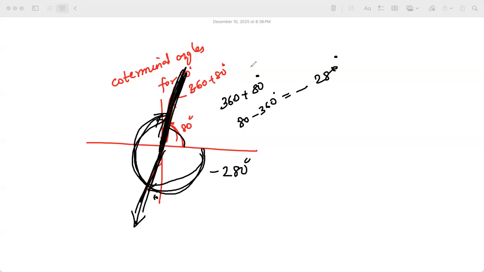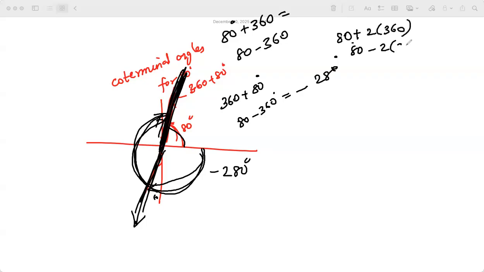The best way algebraically, if you want to compute: given 80, I will add 360 to get one, subtract 360 to get the other. If they ask you for more, they can ask you for more, so what you will do is 80 plus 2 times 360, 80 minus 2 times 360.